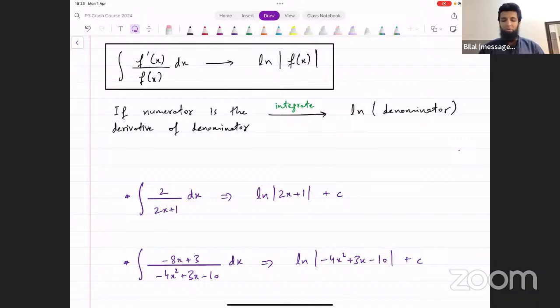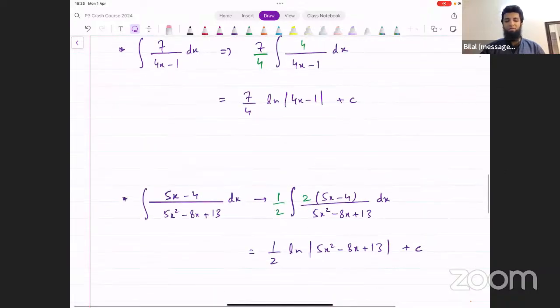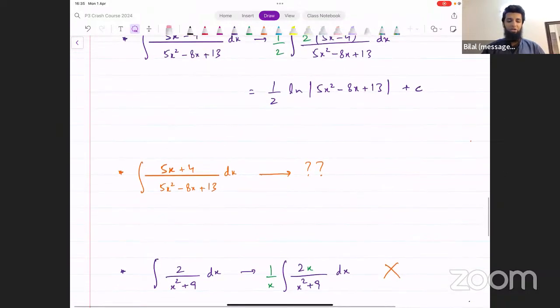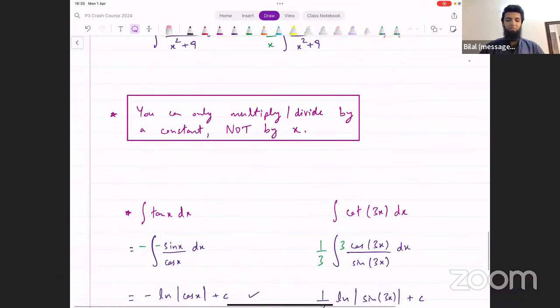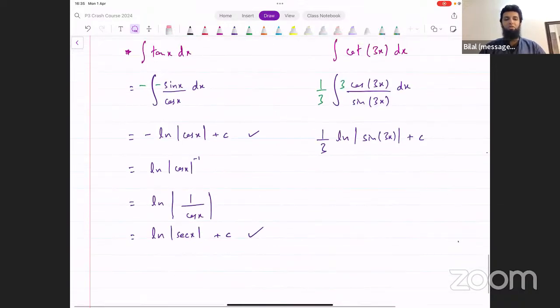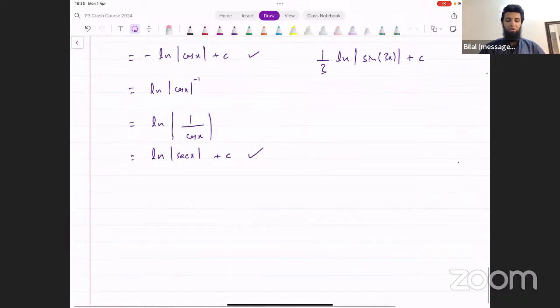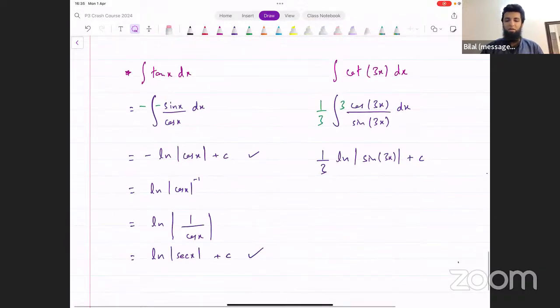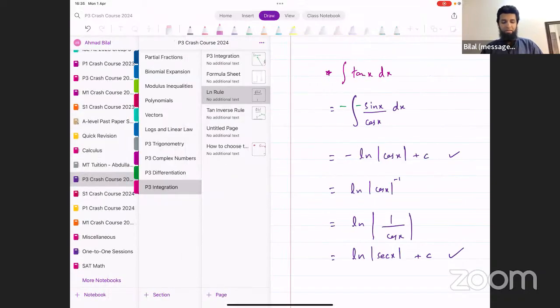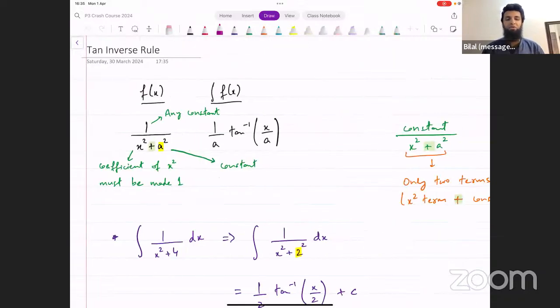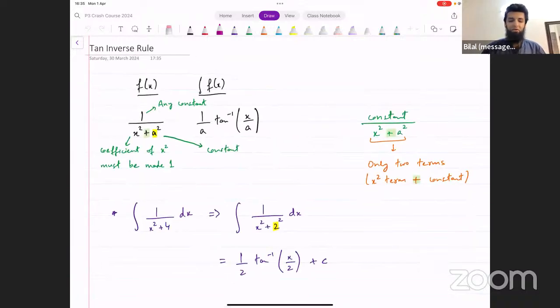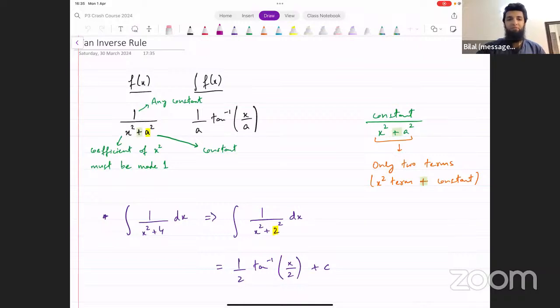All right, we looked at a number of examples of this, how we can somehow convert a fraction to that particular form by multiplying or dividing by a constant, and also how the integral of tan and cot is also done using this rule. Okay, tan and cot, both of these functions are also integrated using this ln rule. Then in the last class, we looked at this tan inverse rule. If a fraction cannot be integrated using the ln rule, this is another possible method that we have.